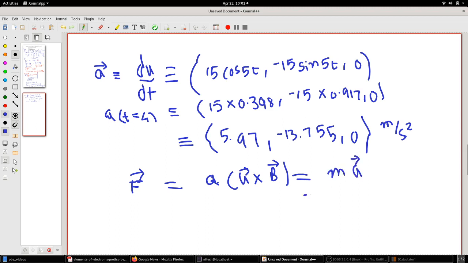So that is equal to, mass is given as 2 kg. So this will become mass, 2 kg, so this will become 2 into the acceleration. This is the acceleration, so this will be your force.